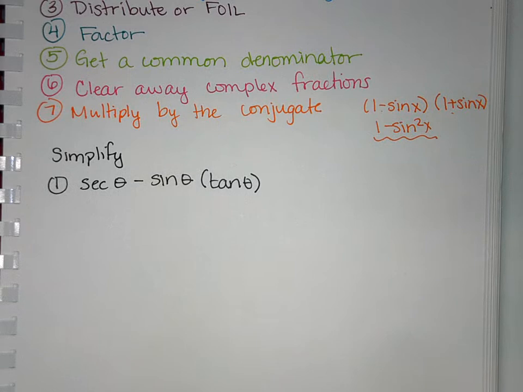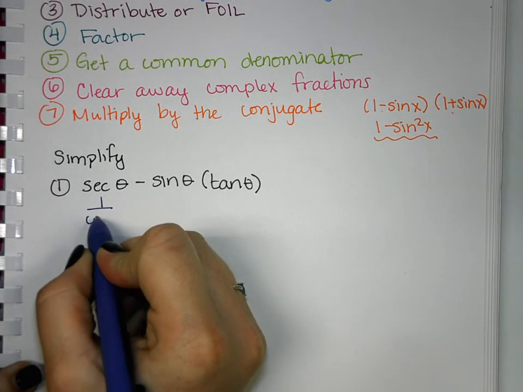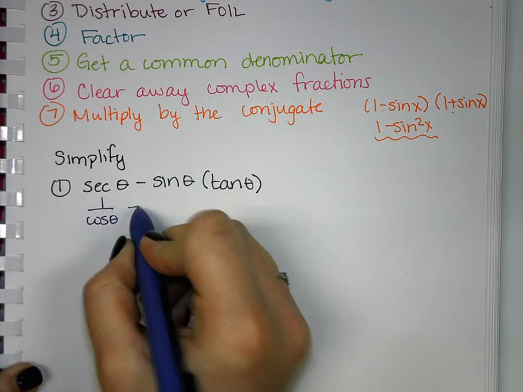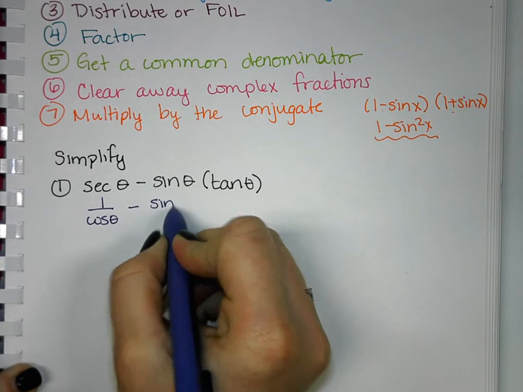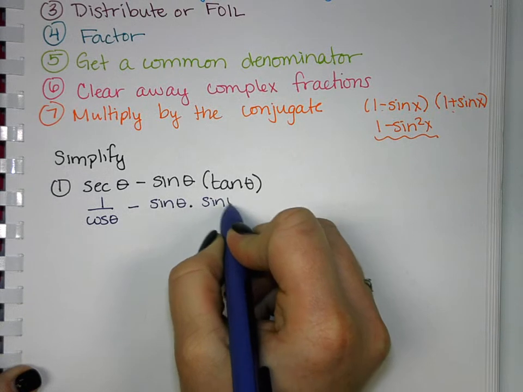So when we look at this problem, I see a couple of things from our list of tricks to try. One of the first things I noticed that we can try is to change things to sine and cosine. So secant, I can turn that into 1 over cosine. Sine is already a sine, but tangent, I can change that to sine over cosine.